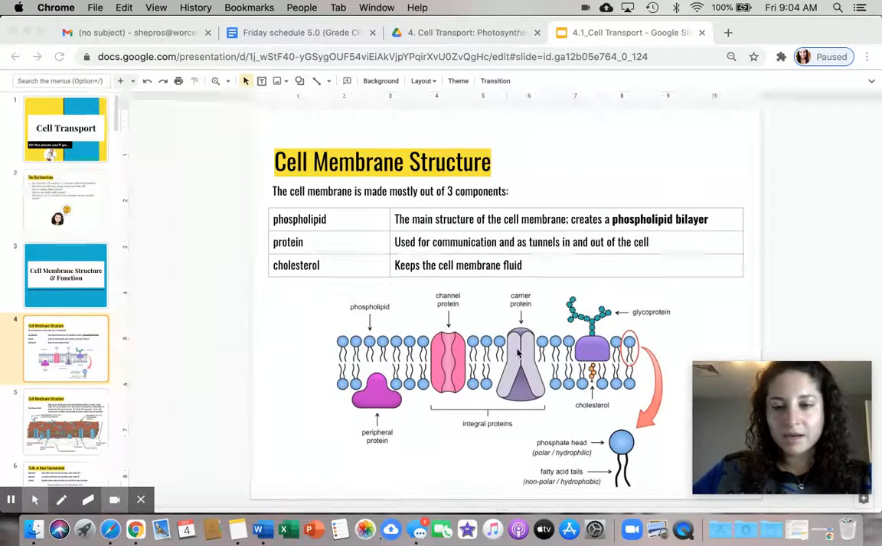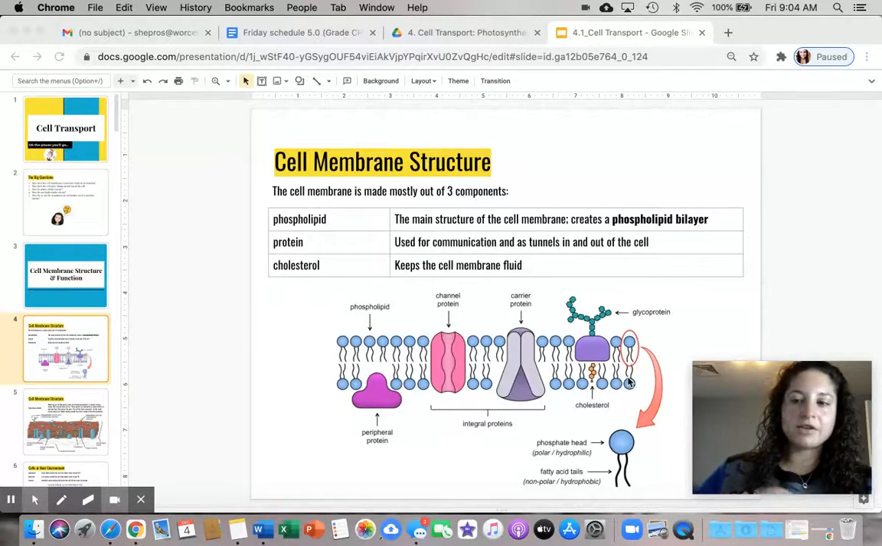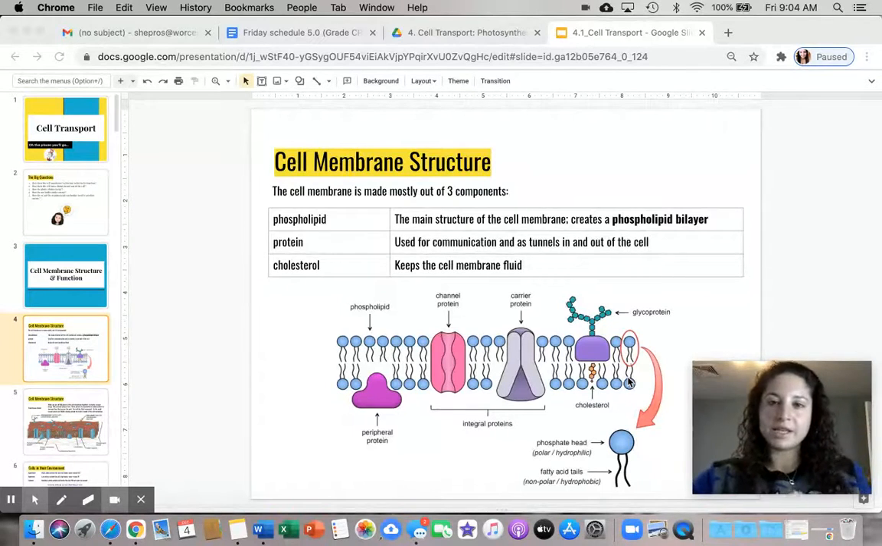So here is layer 1, and then here is layer 2. And so that's going to be the main structure of the cell membrane. You have this lipid bilayer surrounding the entire cell. Also keep in mind that all cell organelles are made out of this lipid bilayer.